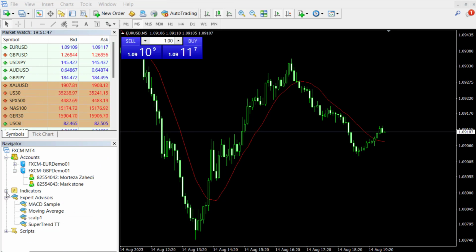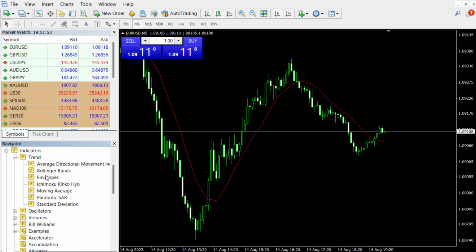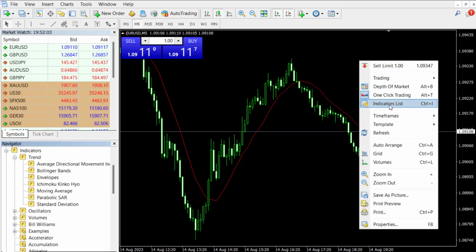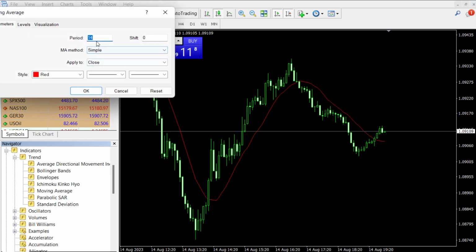In the context of Forex trading, a moving average, MA, is a commonly used technical indicator that helps traders analyze price trends and identify potential entry and exit points. A moving average is a smooth line that represents the average price of a currency pair over a specified period of time. It helps filter out short-term price fluctuations and provides a clearer picture of the overall price trend.